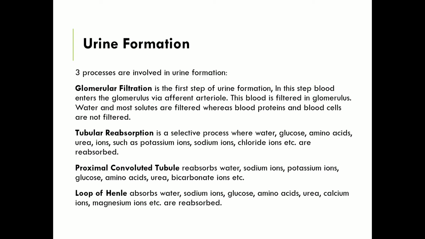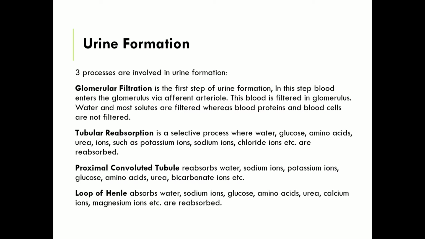Now these are the three steps which we have discussed in urine formation. The first is glomerular filtration. So it is the first step of urine formation. In this step, blood enters the glomerulus via the afferent arteriole. This blood is filtered in the glomerulus. Water and most solutes are filtered, whereas blood proteins and blood cells are not filtered. Second is tubular reabsorption. So it is a selective process where water, glucose, amino acids, urea, ions such as potassium ions, sodium ions, chloride ions, etc. are reabsorbed.